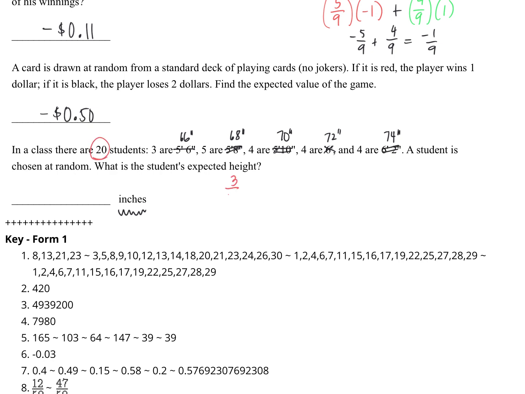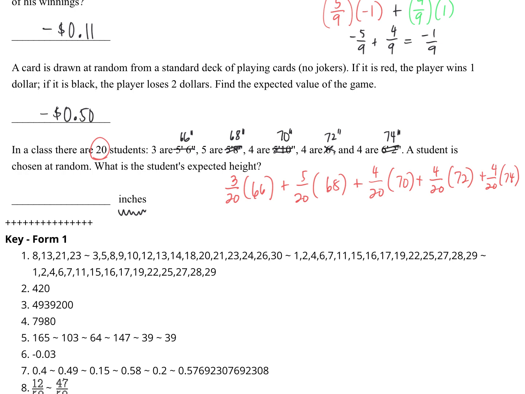So 3 out of 20 times, we're going to get 66 inches. 5 out of 20 times, we're going to get 68 inches. 4 out of 20 times, we're going to get 70 inches. 4 out of 20 times, we're going to get 72 inches. And 4 out of 20 times, we're going to get 74 inches. So the probability of drawing a person of each height is given next to the height. So you multiply those and then add all those together.